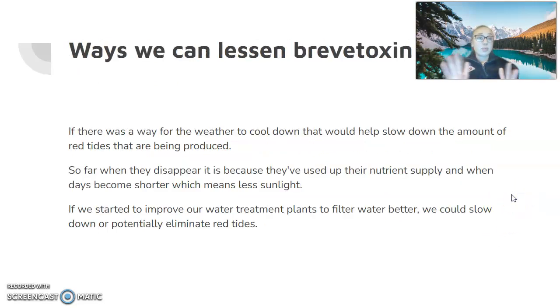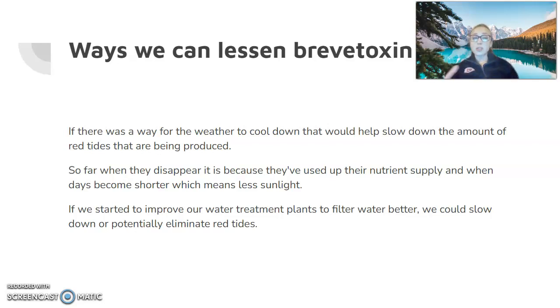Ways we can lessen brevetoxin. If there was a way we could change the weather by getting it to cool down, that would help slow down the amount of red tides that are being produced. So far, there isn't a way to cool down the earth. It is really warm right now. But if there was a way, this would absolutely help, a little bit.